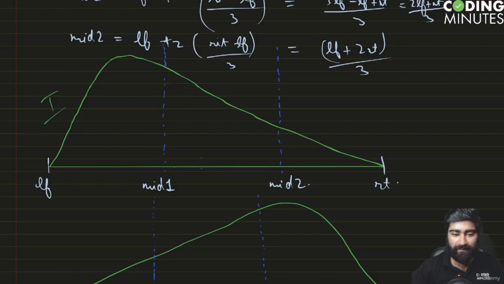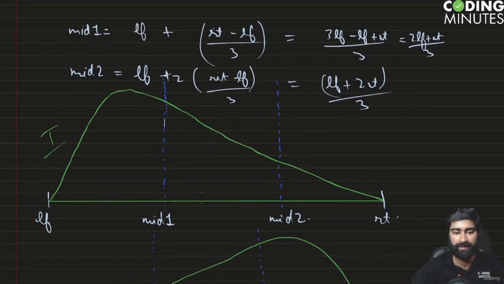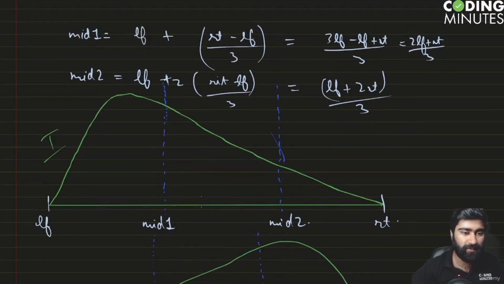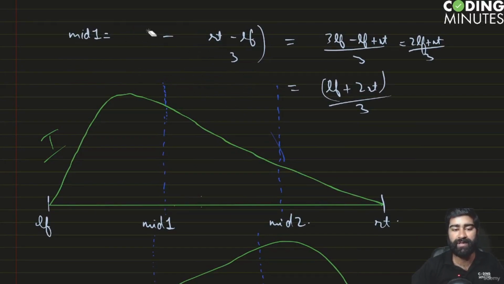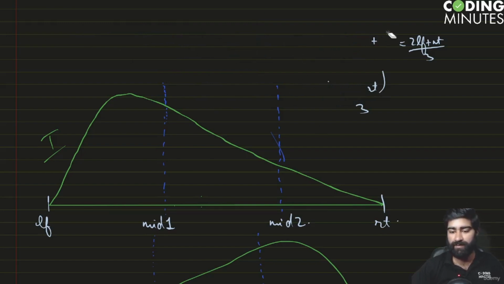Okay, I think I will be giving it more space. Right? So I hope this calculation of mid1 and mid2 is very clear. We'll be using that calculation in the coding part. Cool. Now let's call this f of 1, which is mid1, and this is f of 2, which is mid2, right?